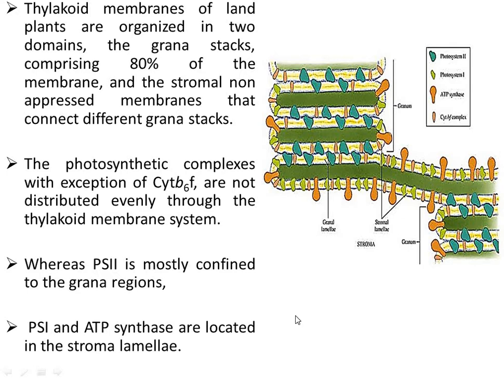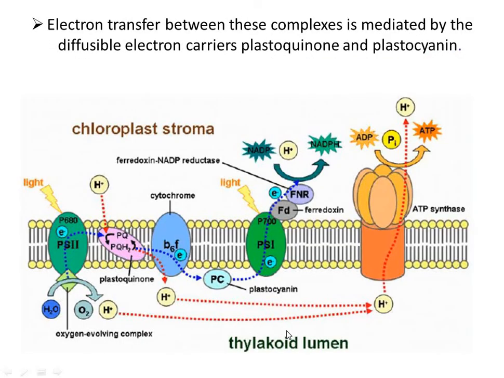So that is nothing but the unstacked thylakoid, that is called fret lamellae or stroma lamellae. Then electron transfer between these complexes is mediated by the diffusible electron carriers, plastoquinone and plastocyanin. So this is again the photosynthetic structure of the thylakoid membrane.